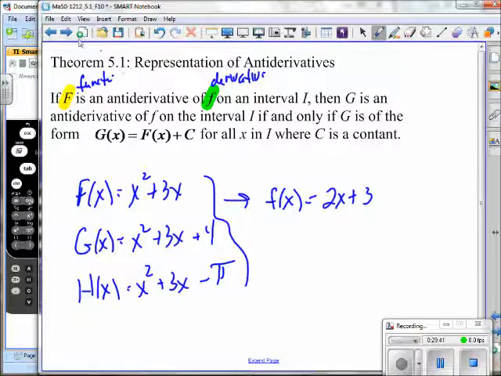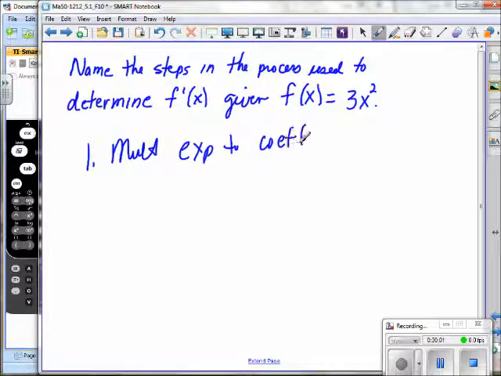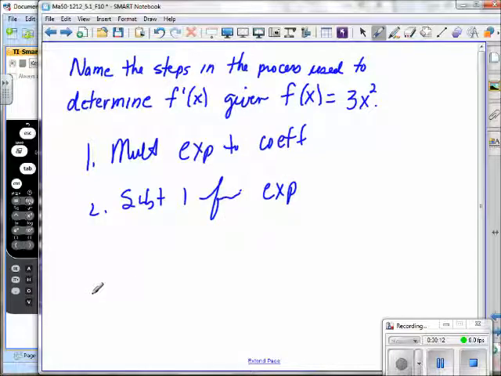Now, again, I'm not going to give you time to write every word down because it will be coming. Name the steps in the process. We've already done that. In the process, to determine the derivative, we multiply the exponent to the coefficient, and the second thing we do then is to subtract 1 from the exponent.